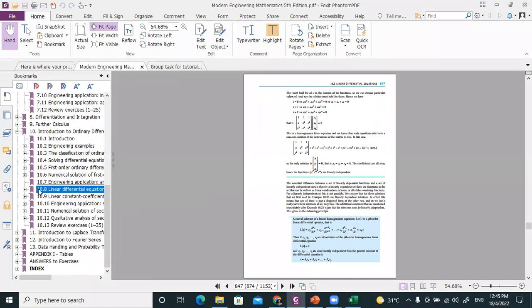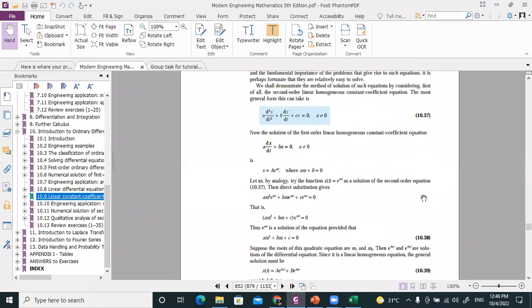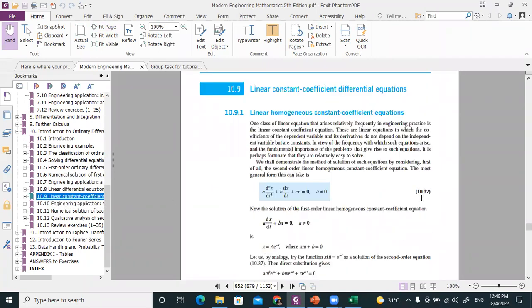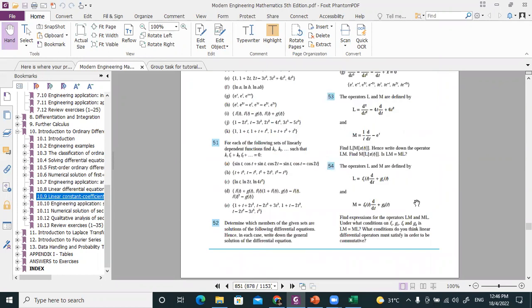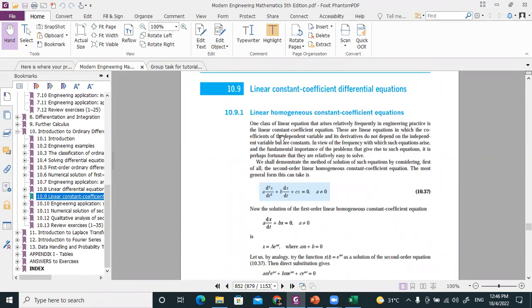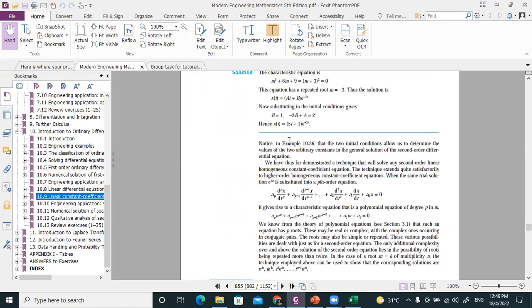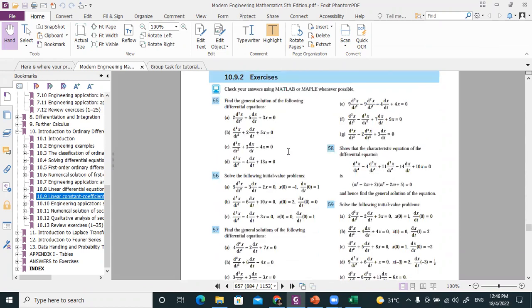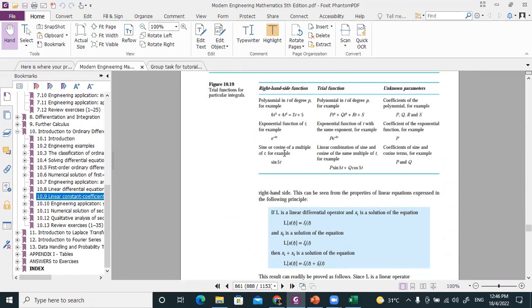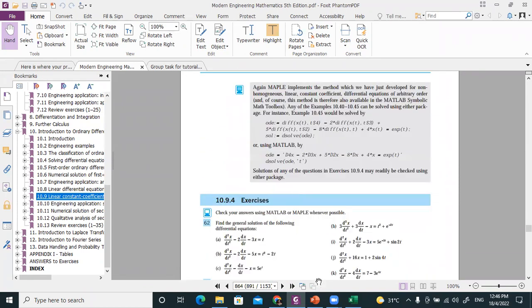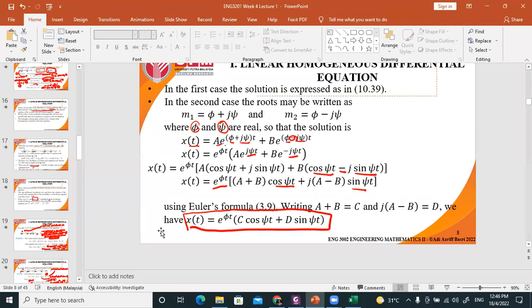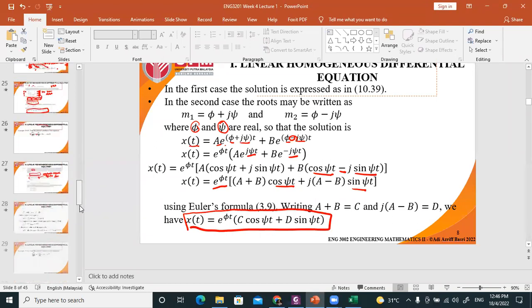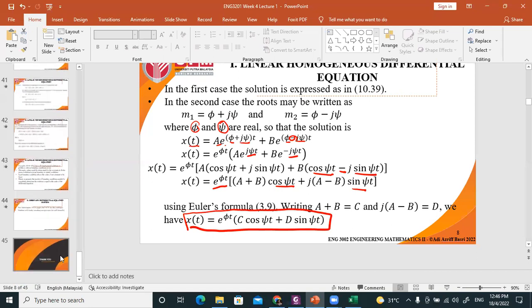Previously, constants. Okay, this is the topic for today just now. Linear homogeneous with constant coefficients. Okay, these are examples. So this is some tutorial that you can do. So for topic 4, you have covered it.